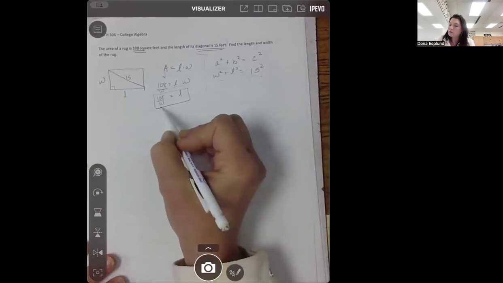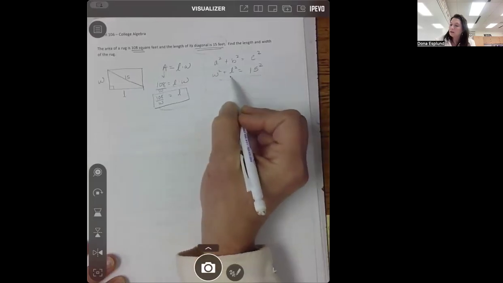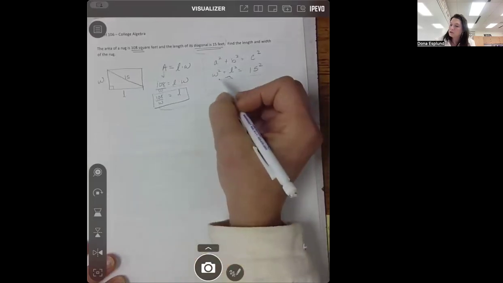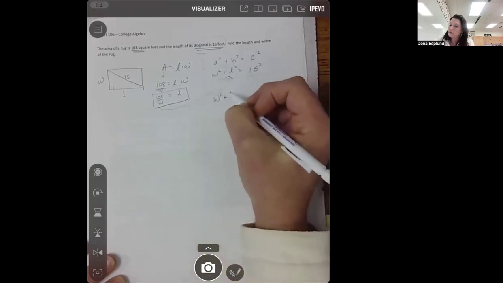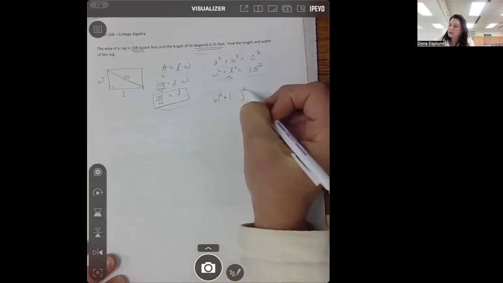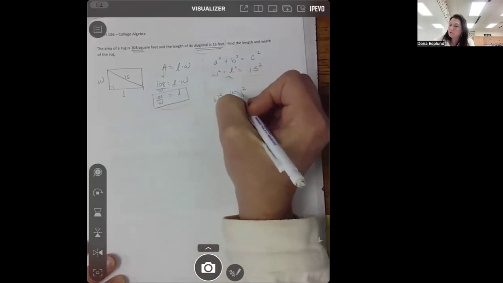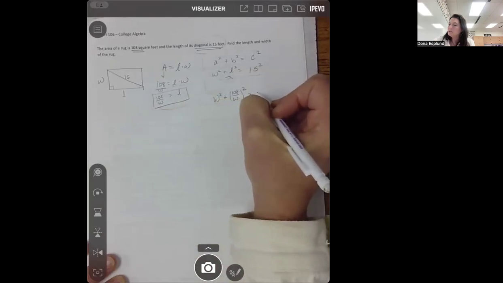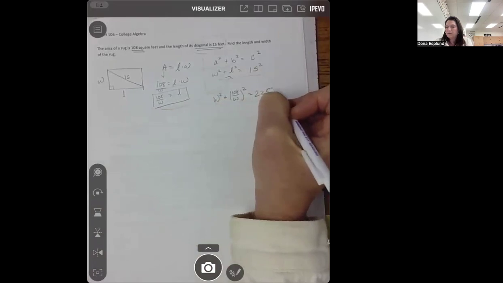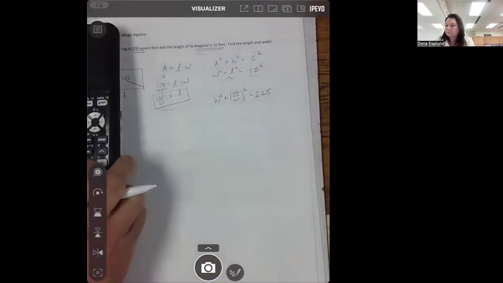That means I can substitute that in to my L squared over here. So I'm going to start off here with W squared plus, and then I'm going to change my L squared. It's going to change to 108 over W, squared, is equal to 15 squared. And I can go ahead and write that as 225, or write it as 15 squared. We're going to start simplifying.